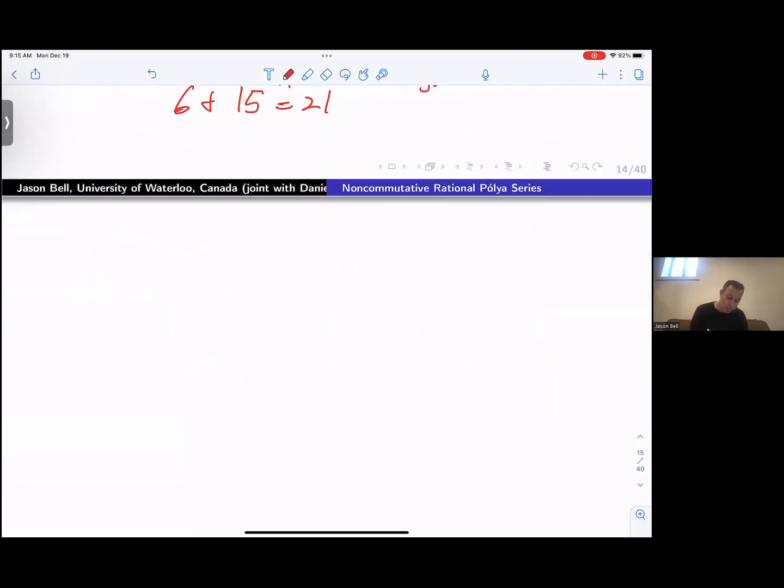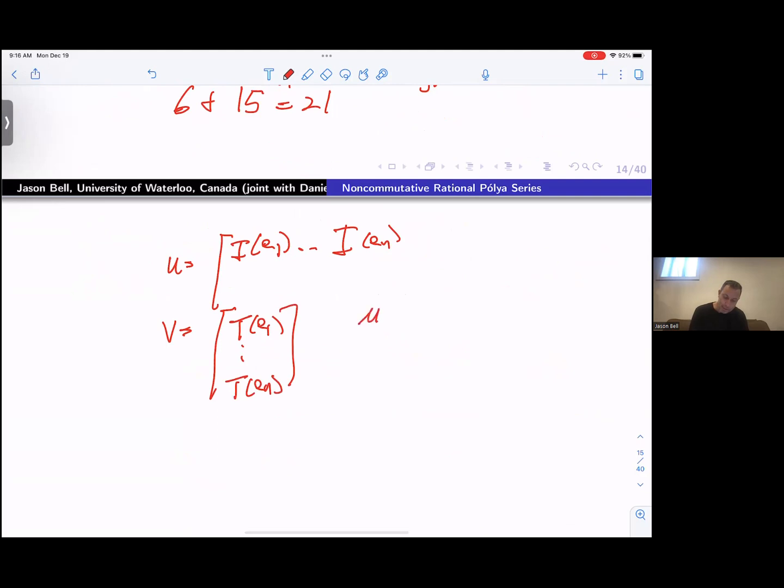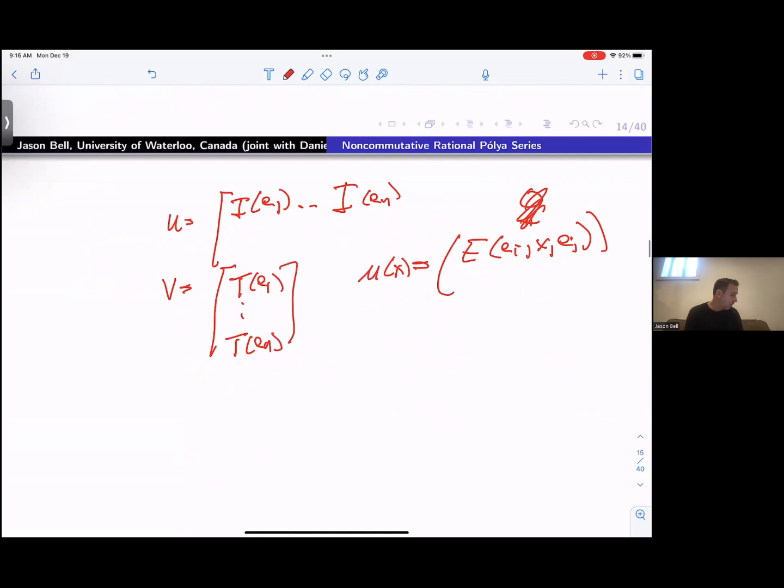If you have a weighted automaton, you can make a row vector from the states and the column vector from the terminal values. And then you can make mu of x to be the matrix whose ij entry is just whatever weight we assign, where we are now allowing ourselves to assign 0 values too. So that's how you go back and forth.